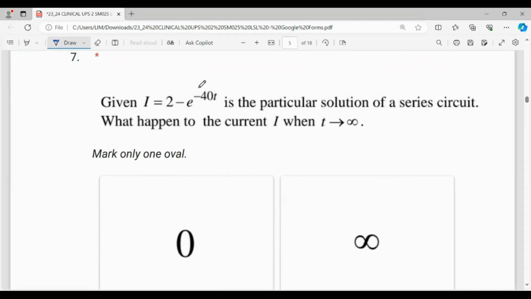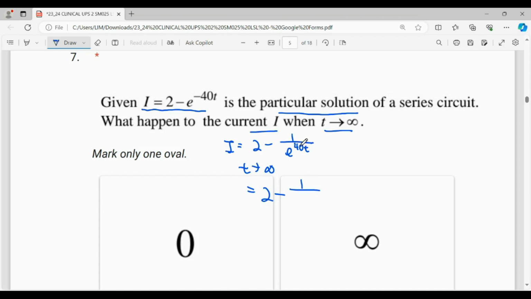Number 7, given our current equation is a particular solution of a series circuit, what happens to the current if t approaches infinity? So the current solution here is 2 minus e to the power of negative 4t. So for the negative power, we rearrange it back to the denominator. So when t approaches infinity, meaning t is getting bigger, 4t will become infinity.